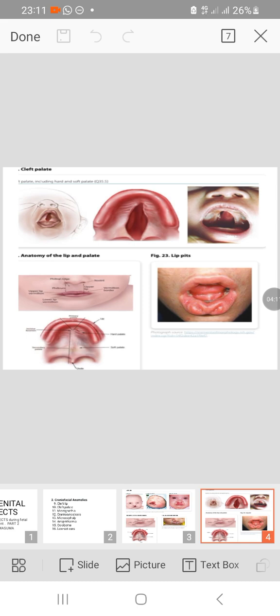So the difference between neural tube defects and this craniofacial anomaly is that in the neural tube defects, there is failure of the neural tube closure, but here there is failure of the neural crest cells to migrate to this region, or failure of the fusion of the neural crest cells. So on this cleft palate, there is failure of migration of the neural crest cells.